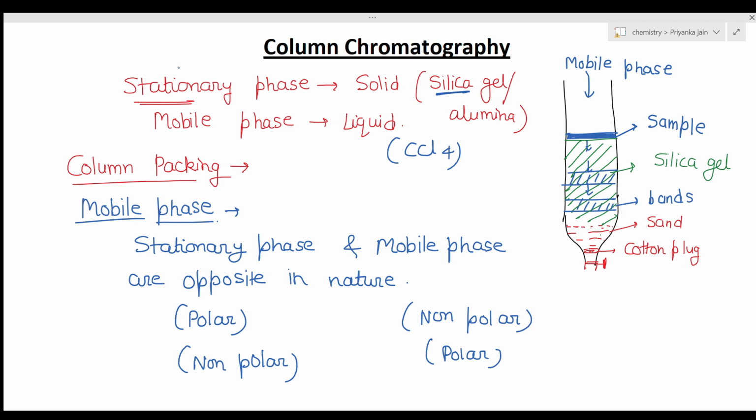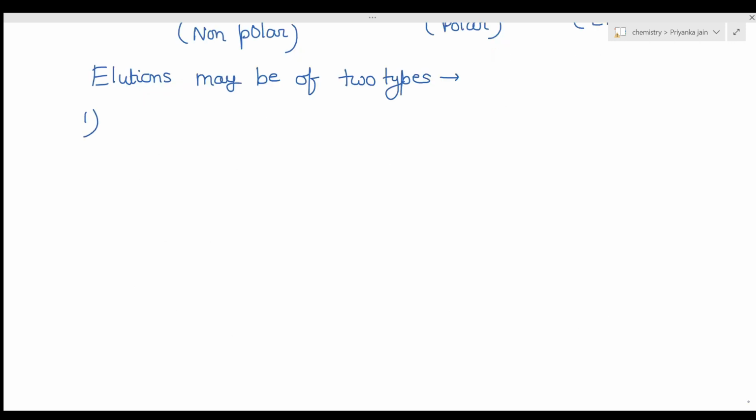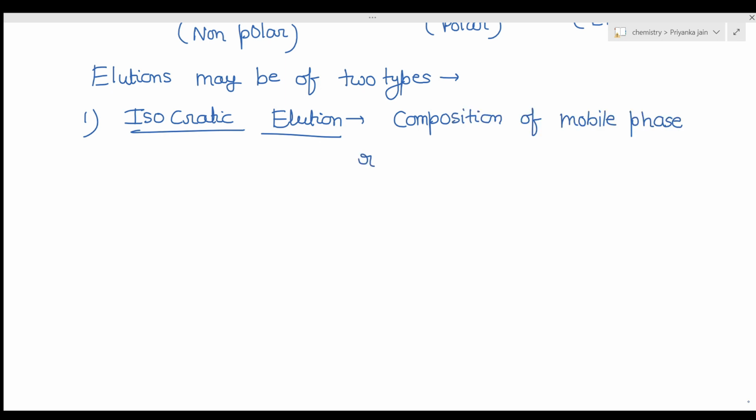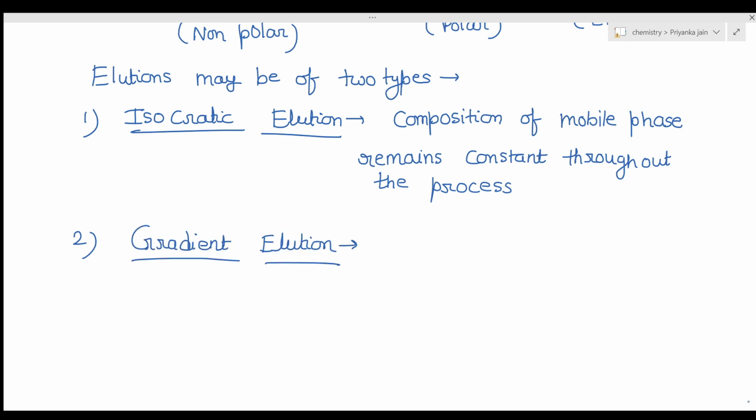The separated solutions are called eluent. What we are getting out from here is called eluent. And this process of separating out the eluents is called elution. So basically elution may be of two types. One is called the isocratic elution. Isocratic elution means the composition of the mobile phase remains constant throughout the process. And second is called gradient elution. In gradient elution, the composition of the mobile phase is altered.